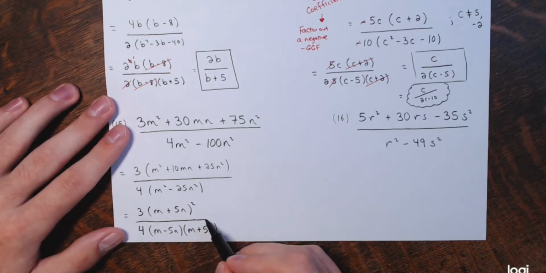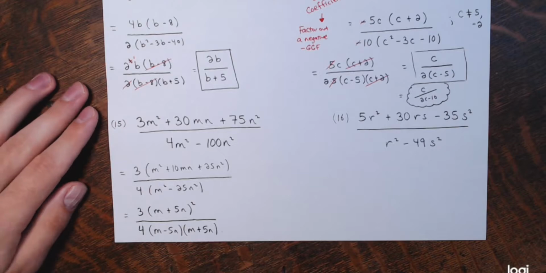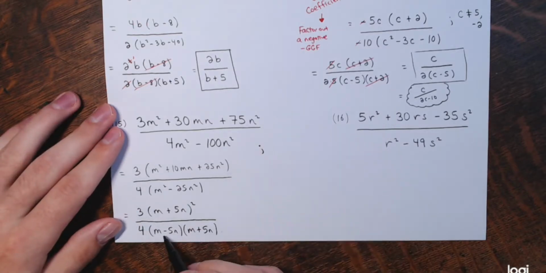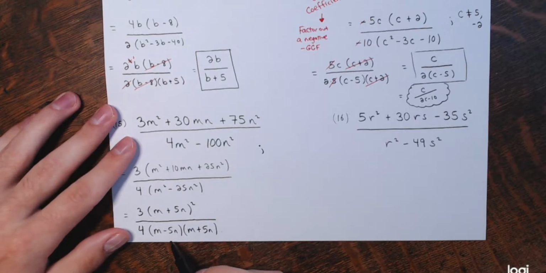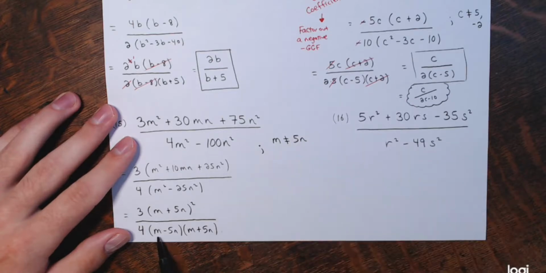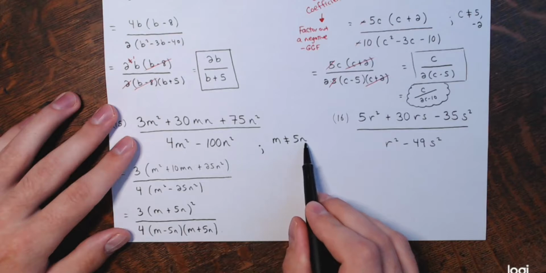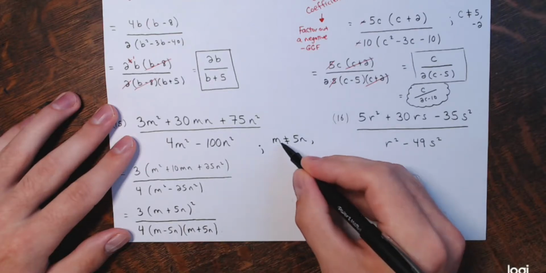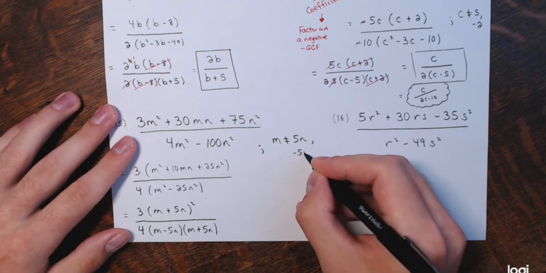Now, before I cancel any factors with variables, I'm going to list the values that the variables can't be. There's an infinite number of values this time. See how m can't be equal to 5 times n? m minus 5n can't be 0, because that'll make the whole denominator 0. So that means m can't be 5 times whatever I choose for n. Same thing with m plus 5n. This can't be 0 either.